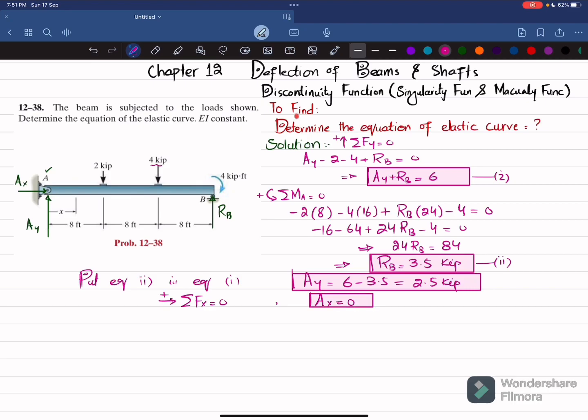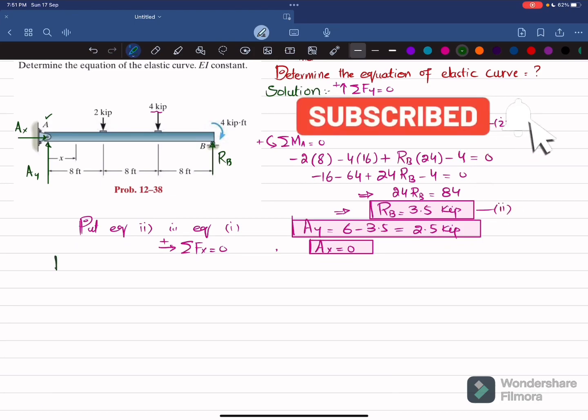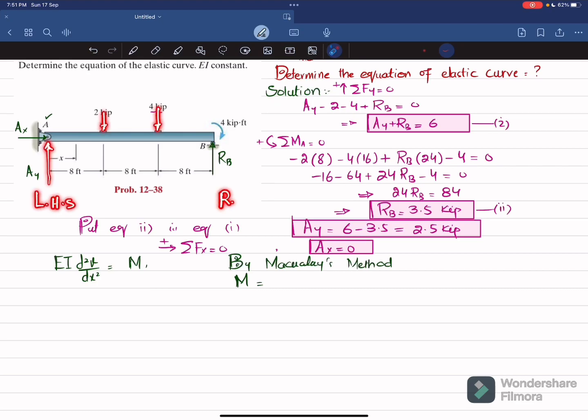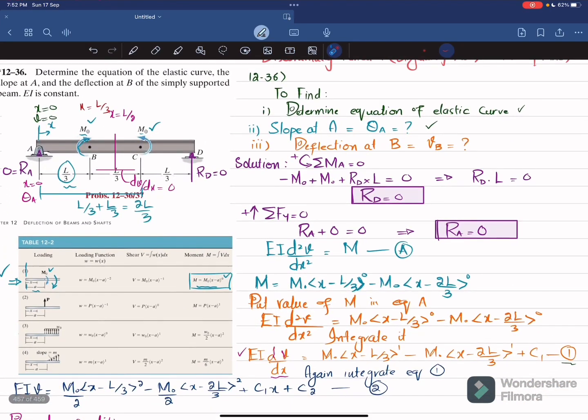Now we will move toward equation of elastic curve. So we know that EI into d square v over dx square is equal to movement. We do not have movement, so by using Macaulay's method, we will find this movement M. And for that movement, you will use the table, and you can see that these are the point loads there. So we'll start from the left hand side, and at right hand side you have to neglect these two. So all are point loads. So we will go to the table.